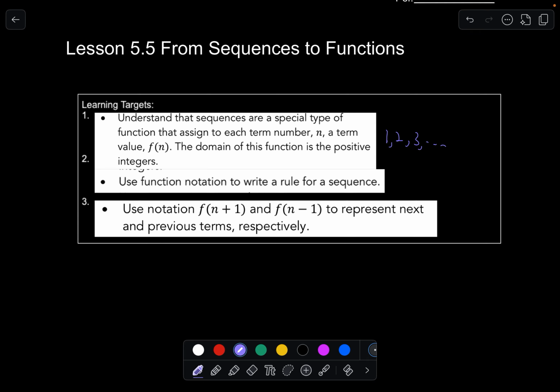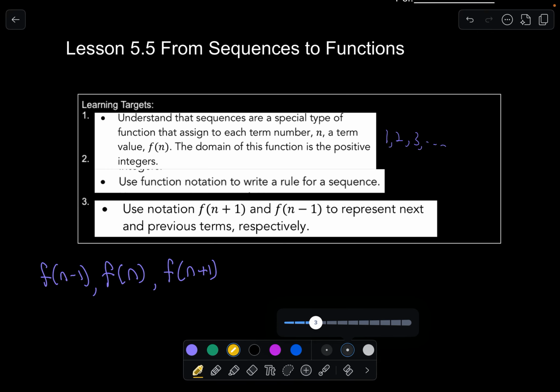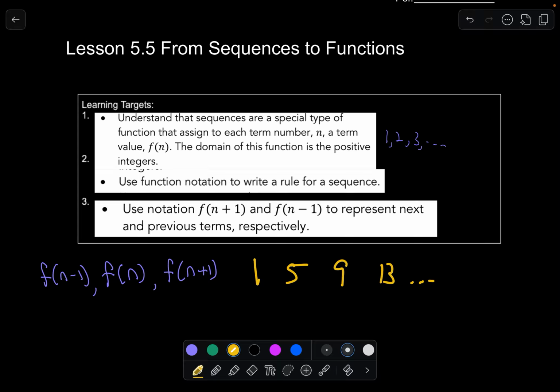So if you have f of n, f of n plus 1 is the next term in the sequence ahead of it, and f of n minus 1 is the term right behind it. So if you had a sequence of numbers, and again, this is just a sequence of numbers, like 1, 5, and 9, all right? And let's go with 13, and then it just keeps going.